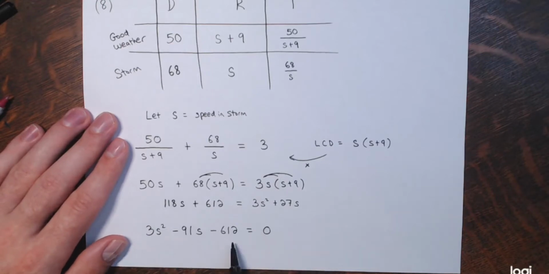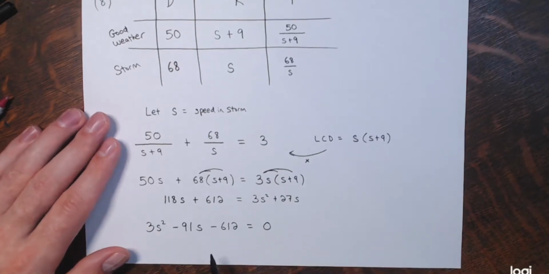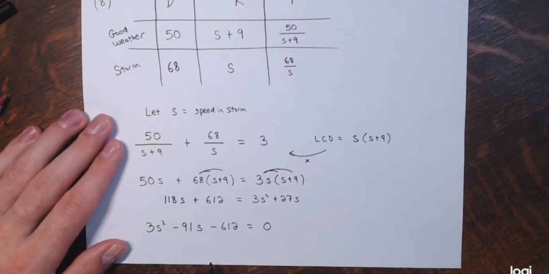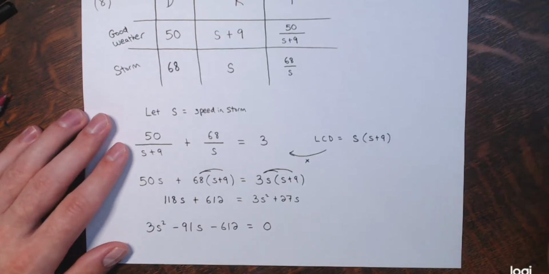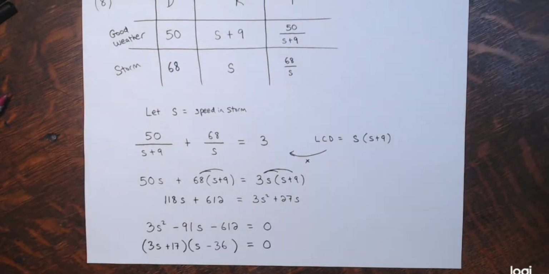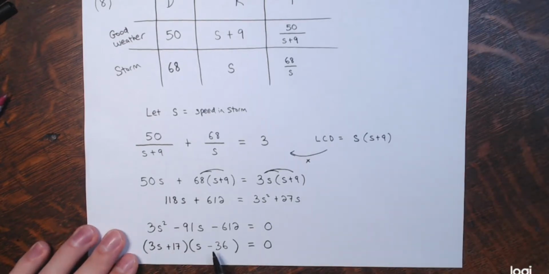And once again, I'm going to think about how to factor this, and I'll come back when I've got it. Alright, so it just popped up on your screen. Figured out how to factor it. It'll be 3S plus 17 times S minus 36.